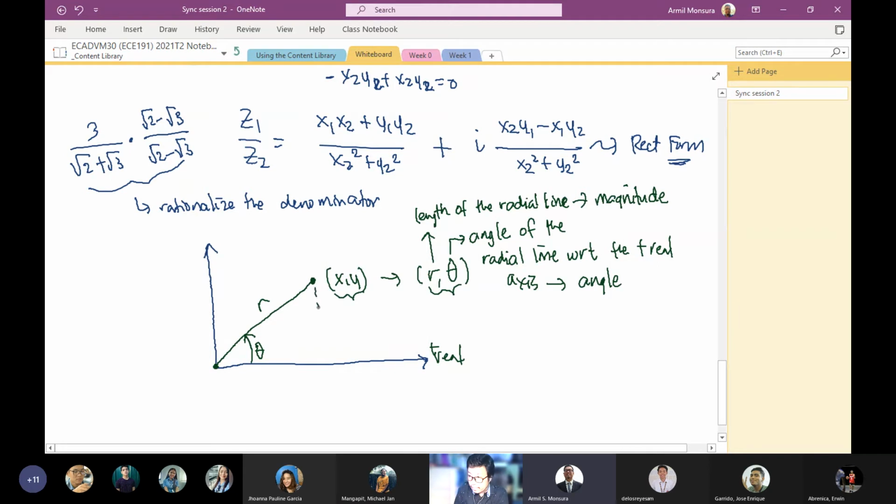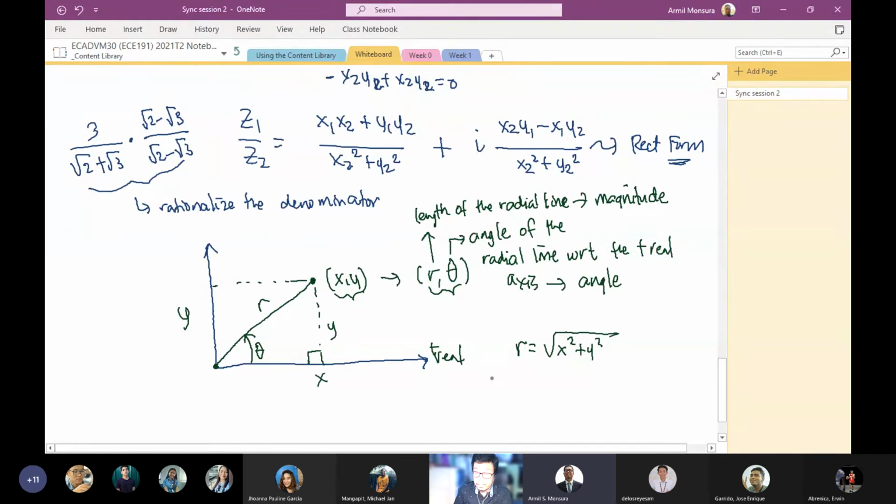Now, given that the length of this is x, and the length of this is y, how do we find r? Okay, how do we find r from there? Take note that this is a right triangle. So, yung r natin is basically found using what formula? Using Pythagorean theorem. So, basically, we will have the square root of x squared plus y squared.